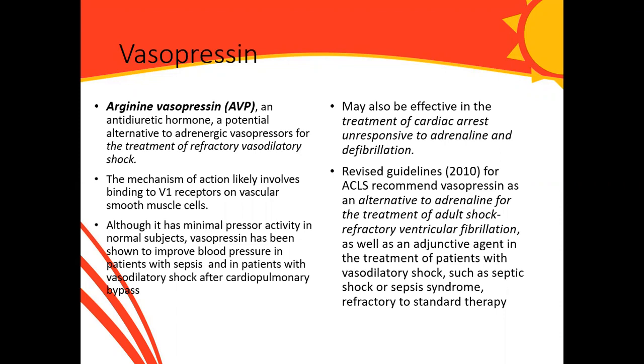The revised guidelines of more than 13 years ago recommended vasopressin as an alternative to adrenaline for the treatment of adult shock-refractory VF. All right. And it's also recommended as an adjuvant in the treatment of patients with vasodilatory shock, such as septic shock or sepsis syndrome that are refractory to standard therapy. So it's not the first line agent, but it can usually be handy, especially in cases of refractory vasodilatory shock.